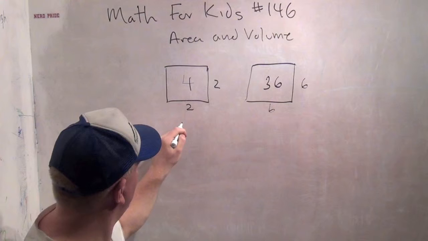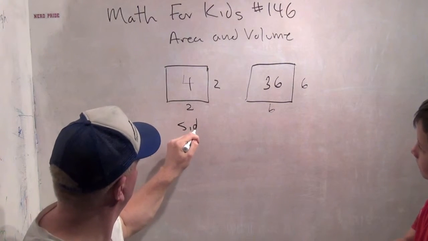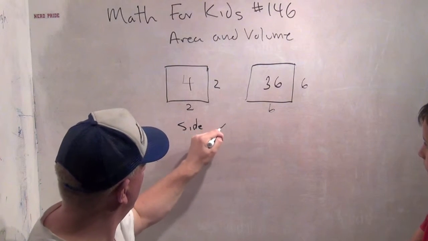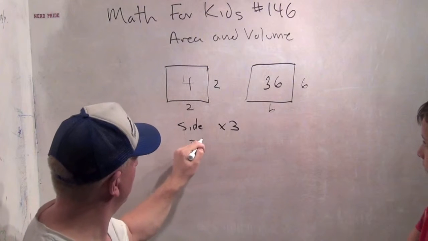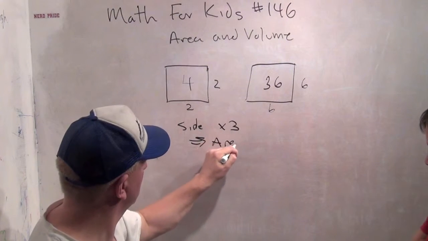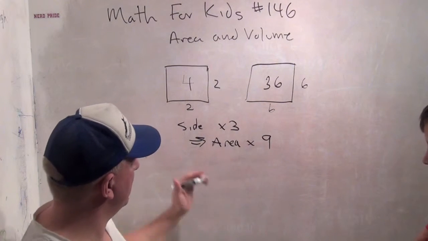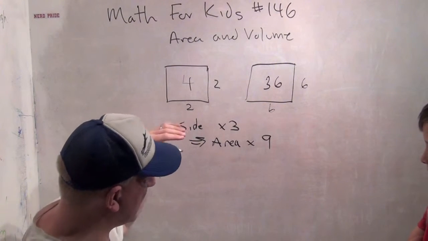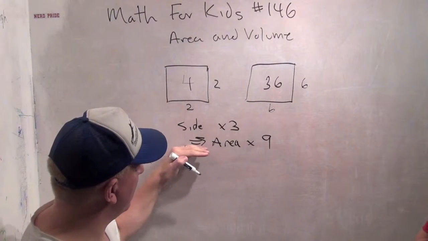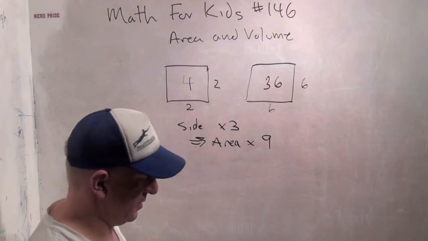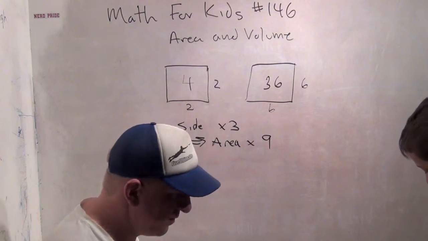So the side times 3 means the area times 9, right? And if I do side times 7, what would the area increase by? 49. So it goes up with the square.